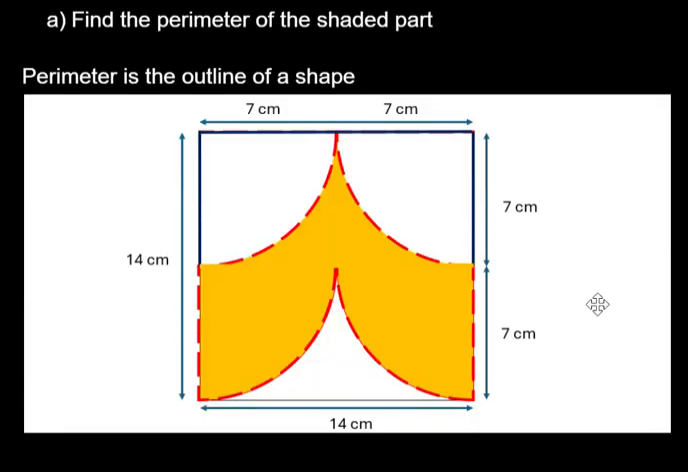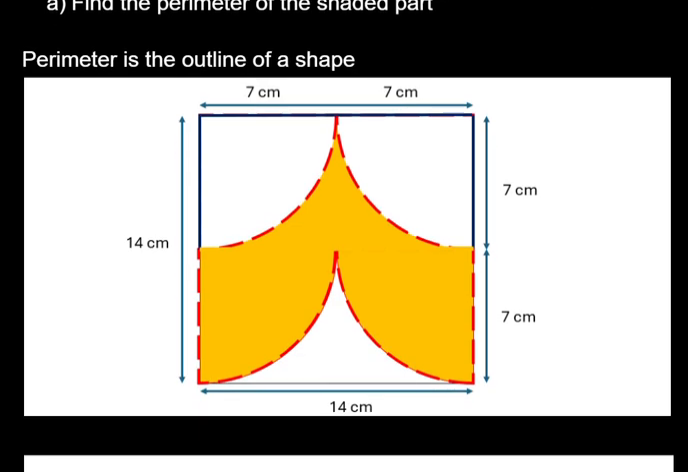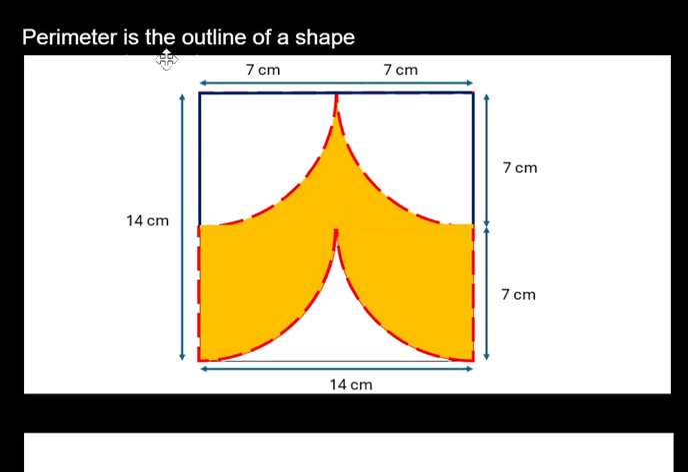First, find the perimeter of the shaded part. So where is the perimeter of the shaded part? Perimeter is the outline of a shape. In this case, this is the shaded part and this is the outline of the shape. I draw it with a red line here. The outline of this shape is actually the perimeter of the shape.